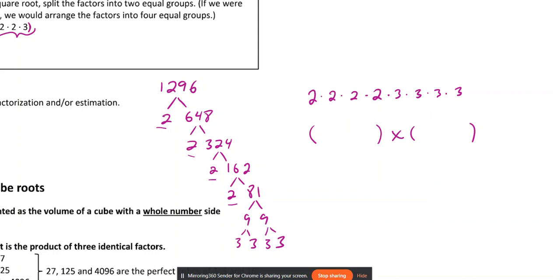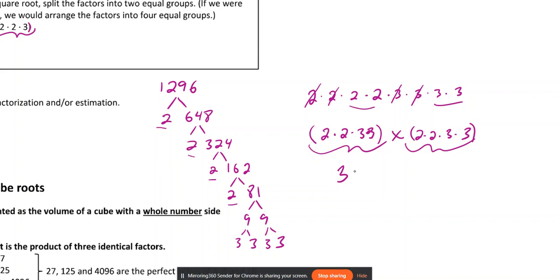So what if I go 2 times 2 times 3 times 3 on this side? That accounted for 2 of the 2's and 2 of the 3's. And then these ones on the other side, 2 times 2 times 3 times 3. So it looks like it's a perfect square: this times this gives me 1296. So 2 times 2 times 3 times 3, what is that? 36. So that's the same thing as 36 times 36. So what is the square root of 1296?